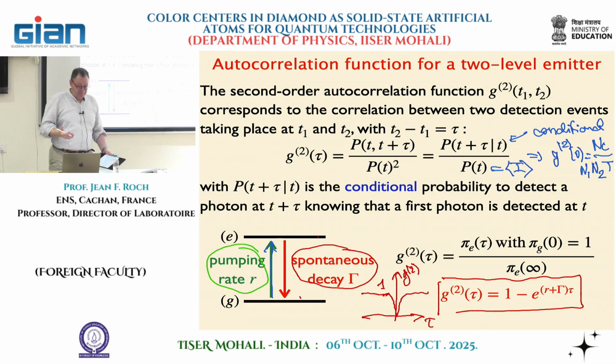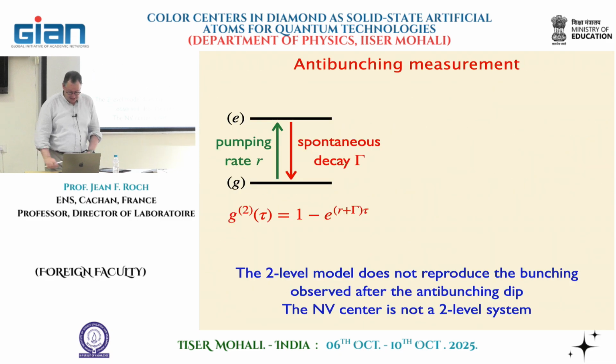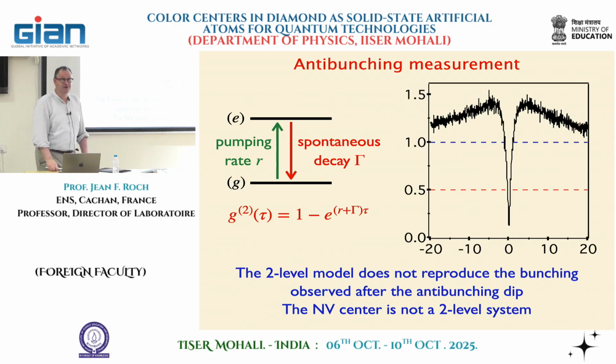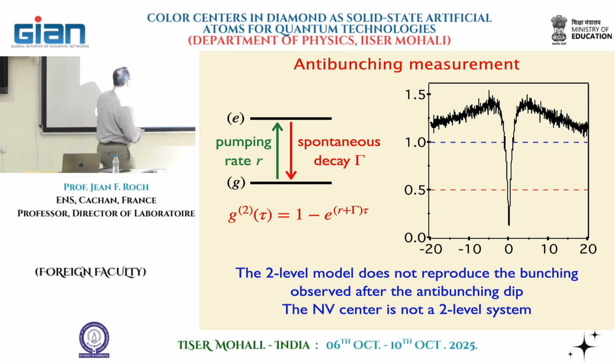Okay? Now, when I do the experiment, this is what I observe. I observe something which is not exactly like that. I observed something which is higher than 1, close to the peak here. I first observed a value which goes almost to 0, okay, and which tells me that indeed I have a single emitter.